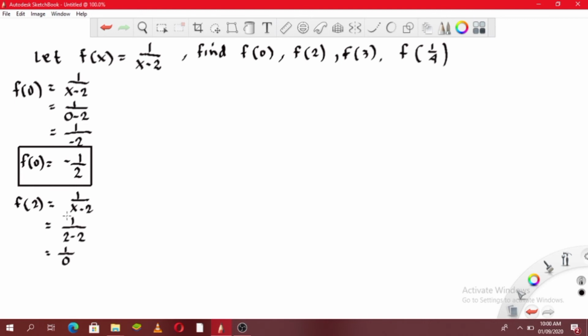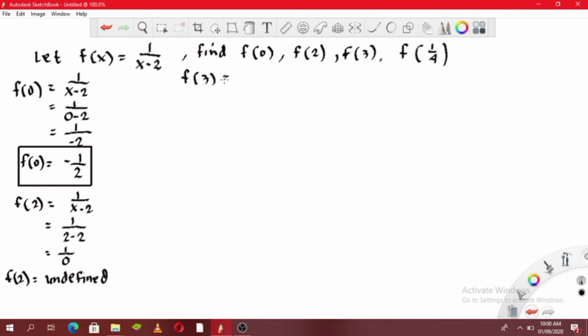So, ang denominator natin ay 0. So, that is undefined. Undefined. So, f of 2 is undefined. Kasi wala naman tayong number na makukuha na pwedeng i-multiply sa 0 na ang sagot ay 1. So, that is undefined.